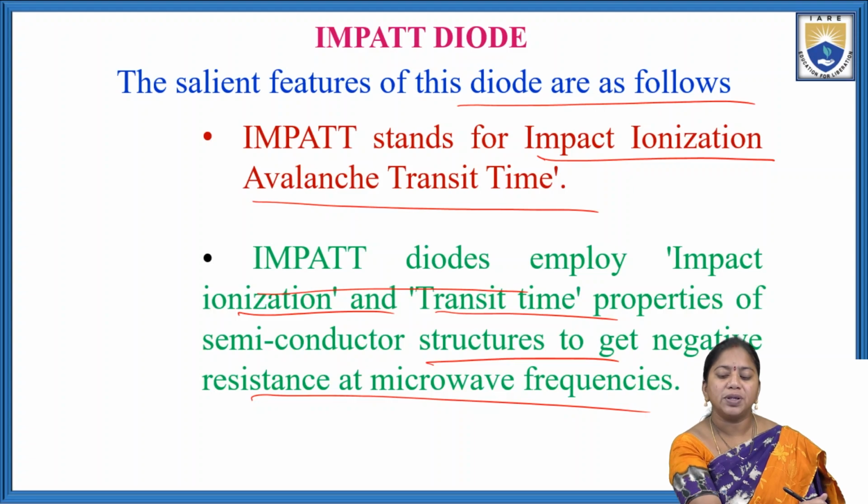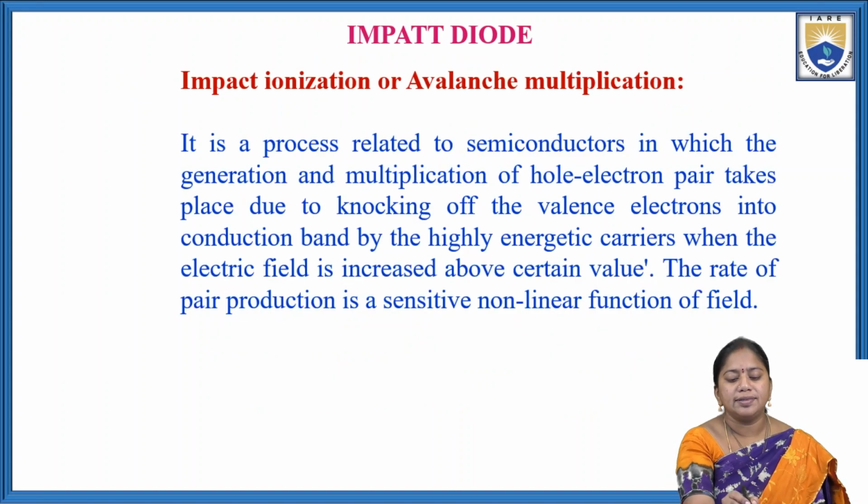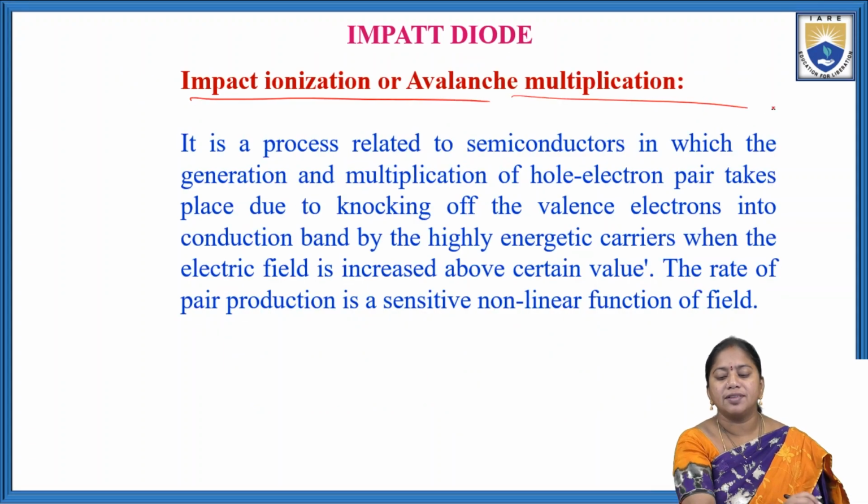So impact means impact ionization, avalanche transit time. Impact diodes employ impact ionization and transit time properties of semiconductor structures to get the negative resistance at the microwave frequencies. So what is impact ionization? Impact ionization is also called avalanche multiplication.